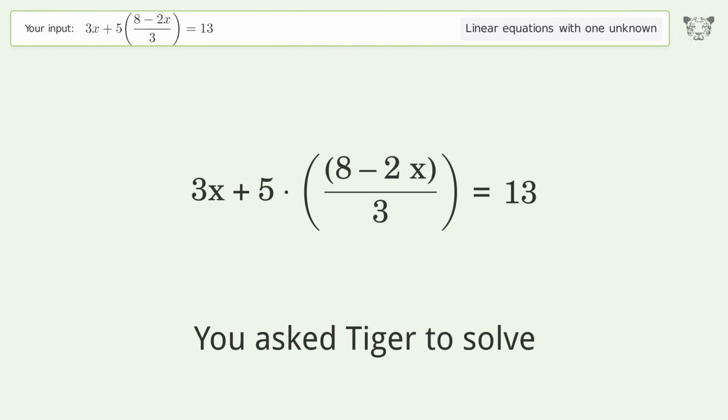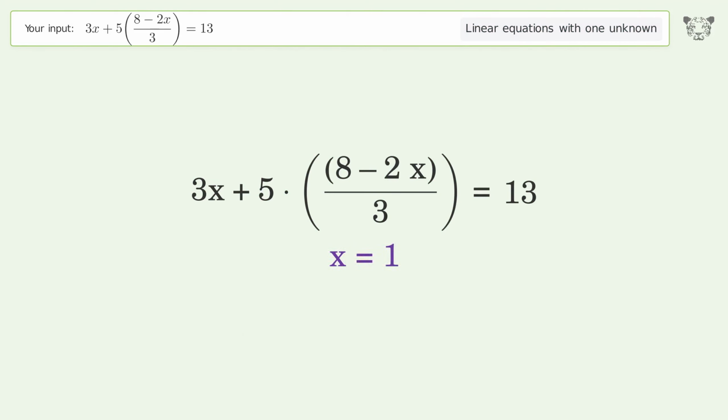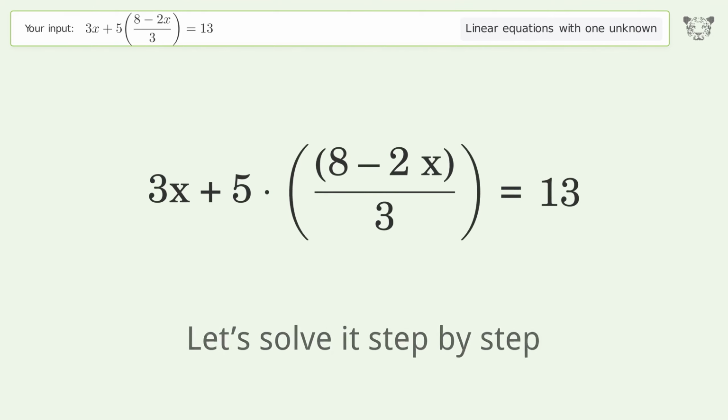You ask Tiger to solve. This deals with linear equations with one unknown. The final result is x equals 1. Let's solve it step by step.